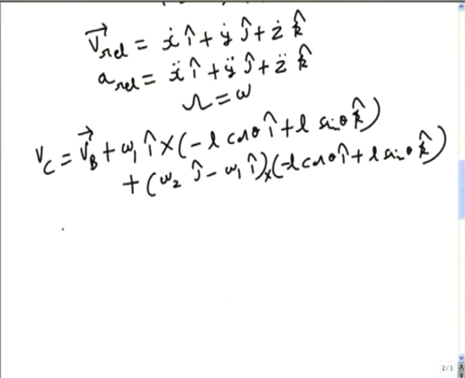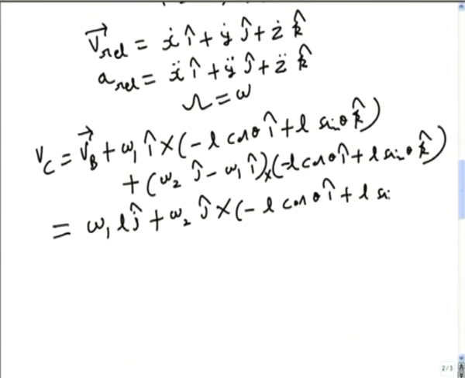And if we simplify, then this becomes basically omega 1 L j plus omega 2 j cross (minus L cos theta I plus L sin theta k). So we get the same equations as we got before, the same velocity. Therefore, one can take different types of axis systems and get the same result.